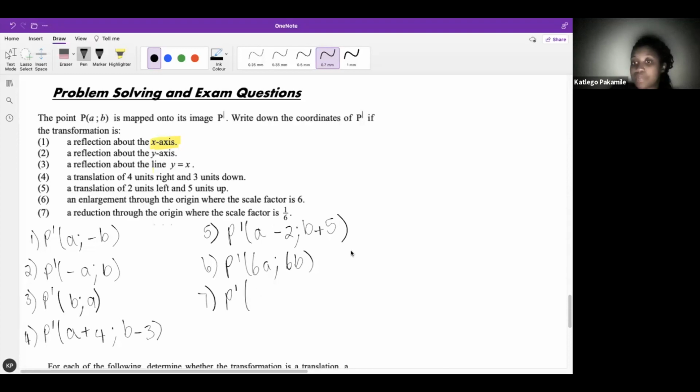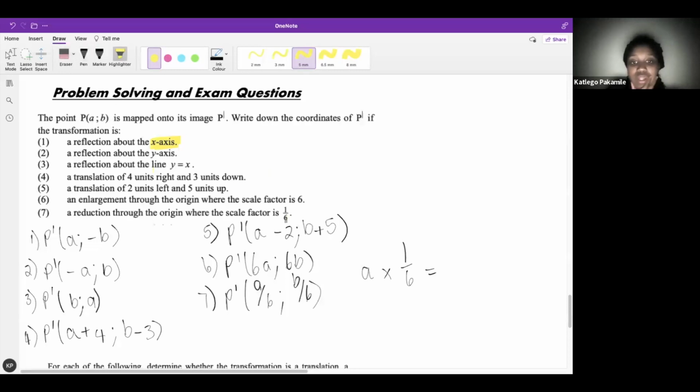So how do you do it? Nice, 1/6 A. But what happens if you do this, guys? The answer is going to be A over 6 and B over 6. Remember, we said when you are reducing, you're going to get a scale factor between 0 and 1. 1 over 6 is between 0 and 1. And then you just do it the way we have been doing it.